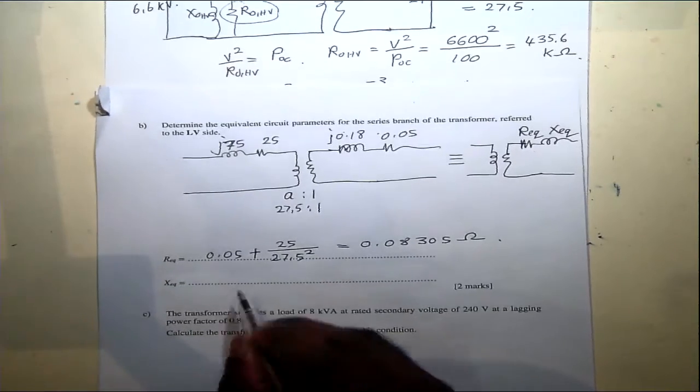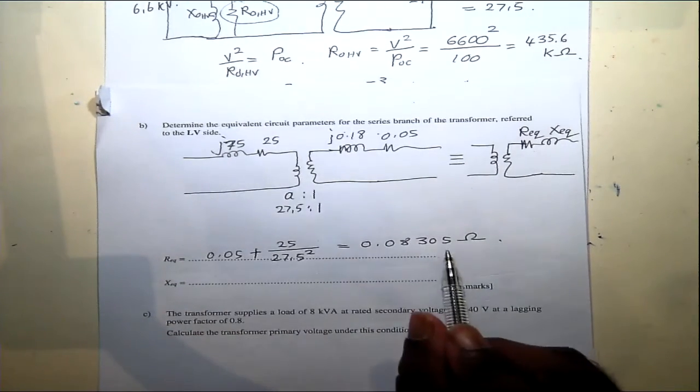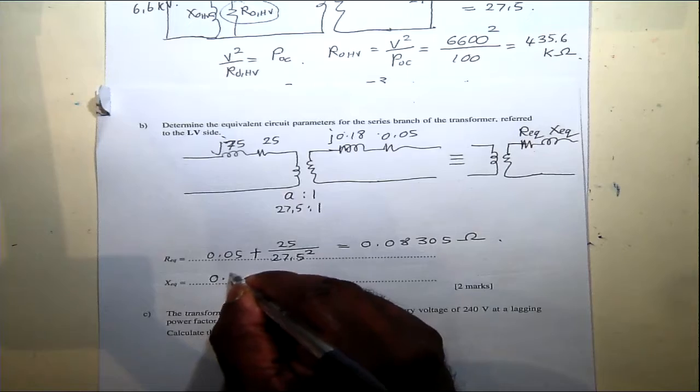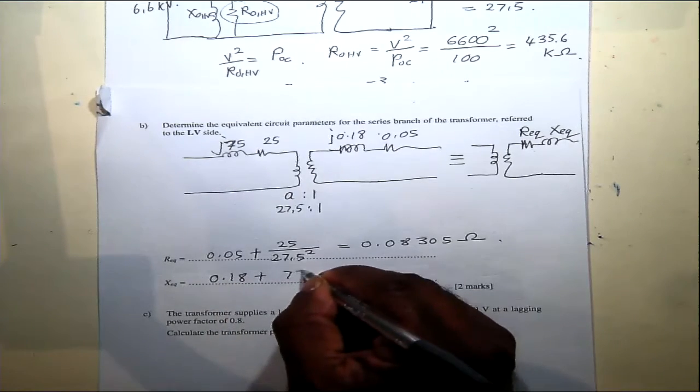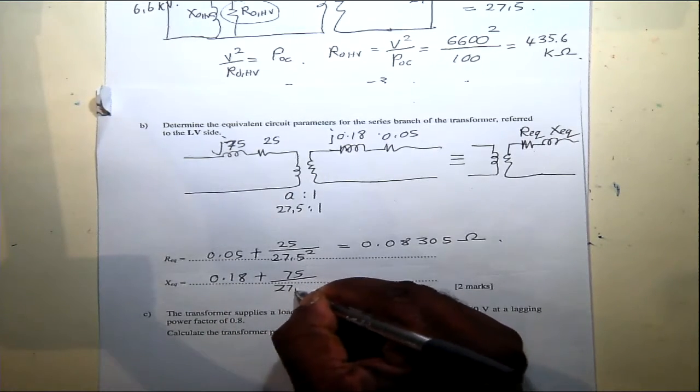And here you'll have 0.18 plus 75 over 27.5 squared.